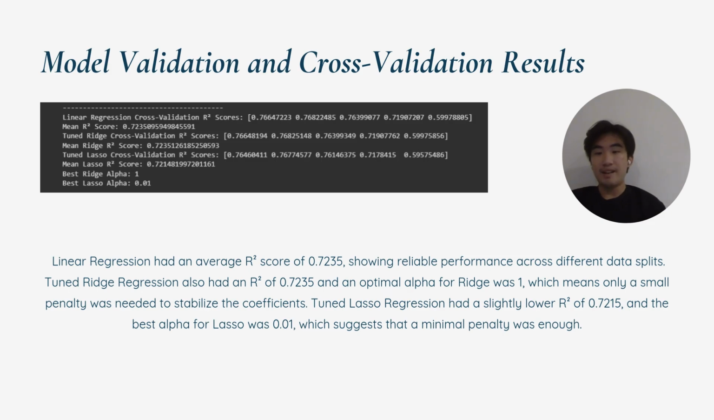So linear and ridge had an average R-square score of 0.7235, showing reliable performance across different data splits. The optimal alpha for ridge was 1, which means only a small penalty was needed to stabilize the coefficients. And tuned lasso regression had a slightly lower R-square of 0.7215. And the best alpha for lasso was 0.01, which also suggests that a small penalty was enough.